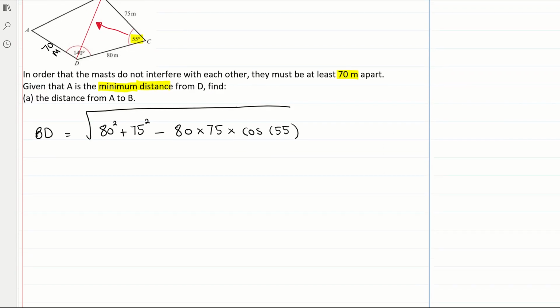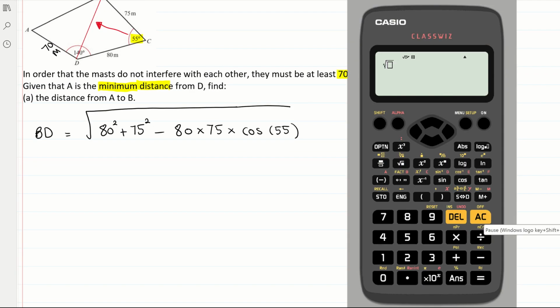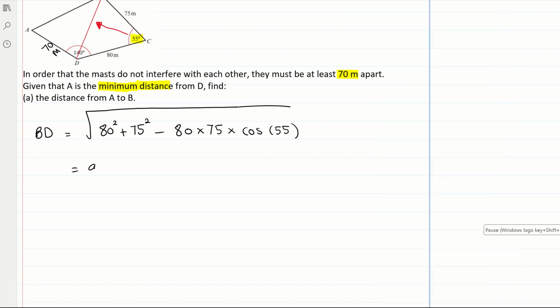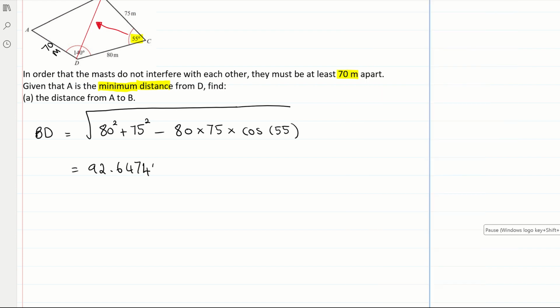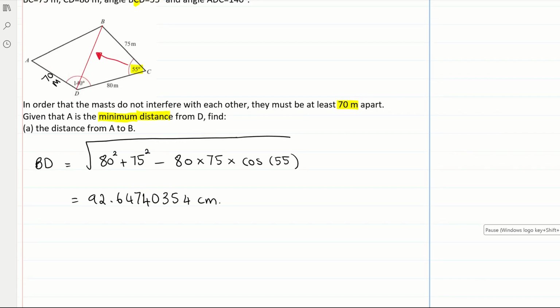Okay. So we'll get this, and we're going to put square root of (80 squared plus 75 squared minus 80 times 75 times cos 55), close brackets. I'm not going to round, so I'm going to leave this answer completely. So 92.64740354.